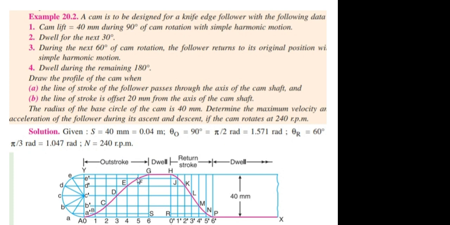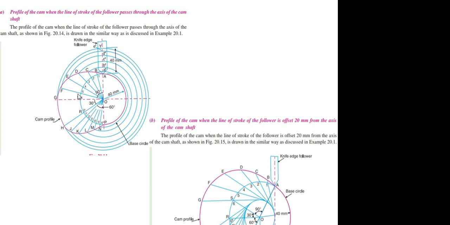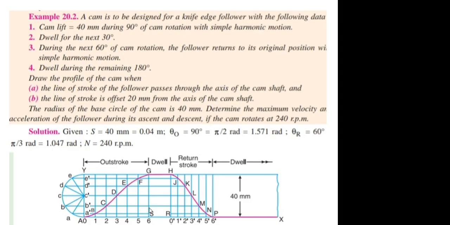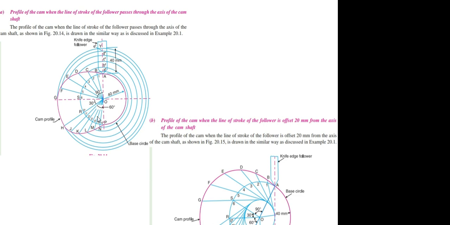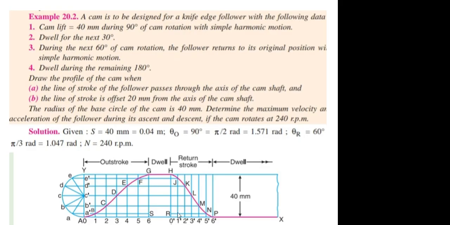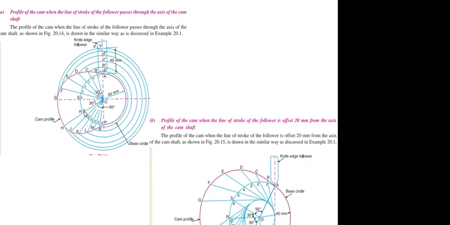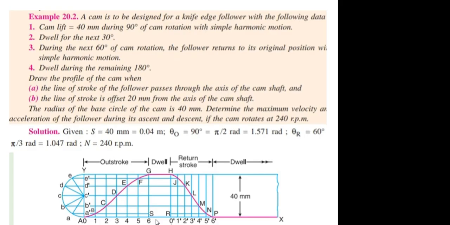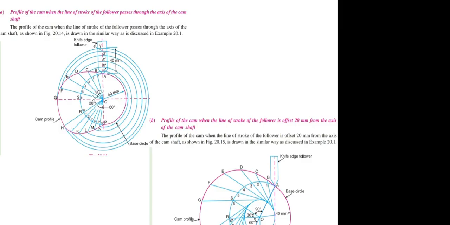Take 4F distance in your compass from the base circle, mark 4F. And then 6G, mark from 6 on the sixth line. Similarly, on the divisions of return stroke, take O dash H distance in your compass from O dash, mark H. Take 1 dash J distance in your compass from 1 dash, mark on that line.